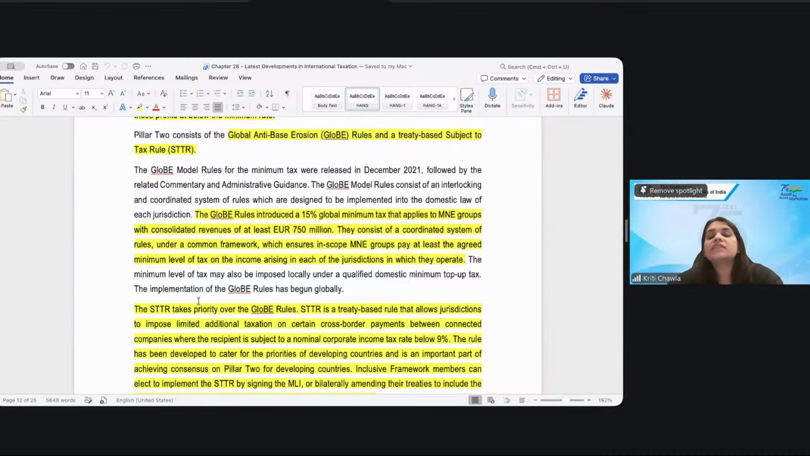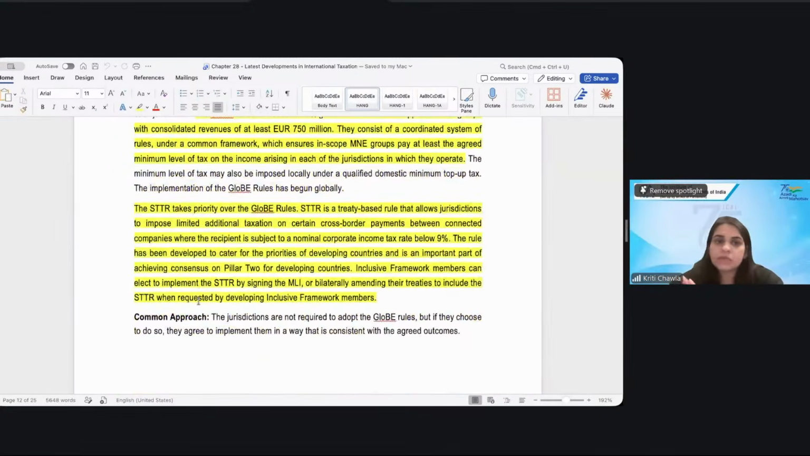So the minimum level of tax may be imposed locally under a qualified domestic minimum top-up tax. And this implementation has begun globally. Now, this is basically the GloBE rules, the minimum tax. And then there is something called STTR, the subject to tax rule. It takes priority over the GloBE rules. This is a treaty-based rule, and it allows jurisdictions to impose a limited additional tax on certain cross-border payments where the recipient is subject to a nominal corporate income tax below 9%.